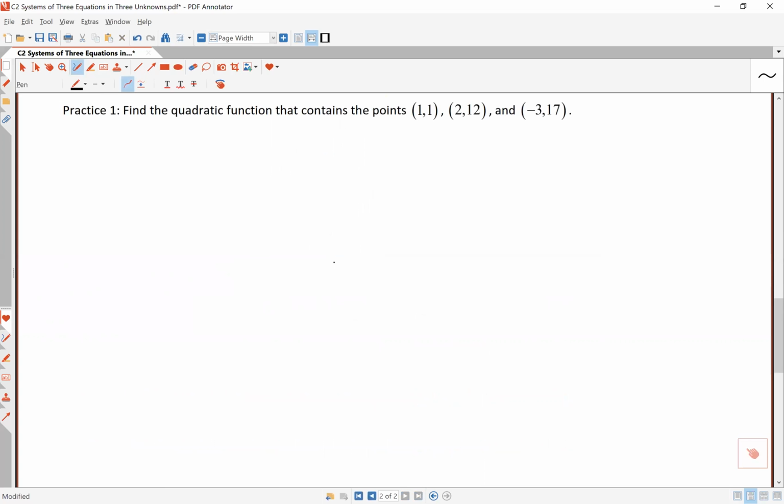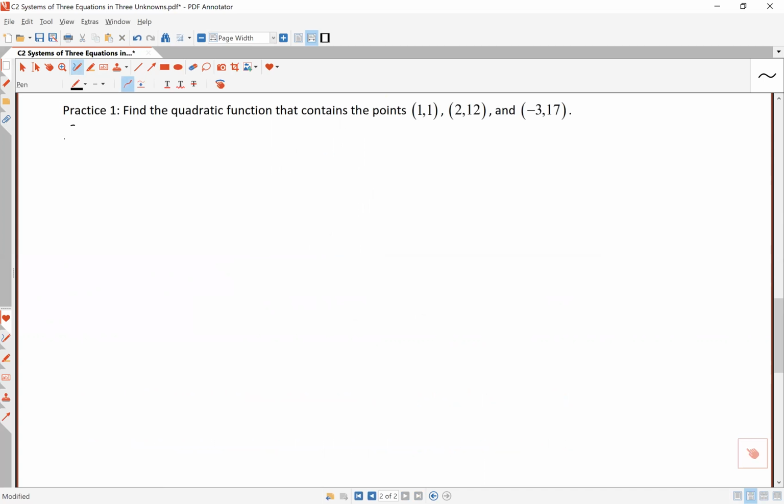Here's a practice problem for you to try. I encourage you to press pause on your video and work this out and come back when you're ready to see the solution. Now that you've had a chance to work this out, I'll work this out with you.